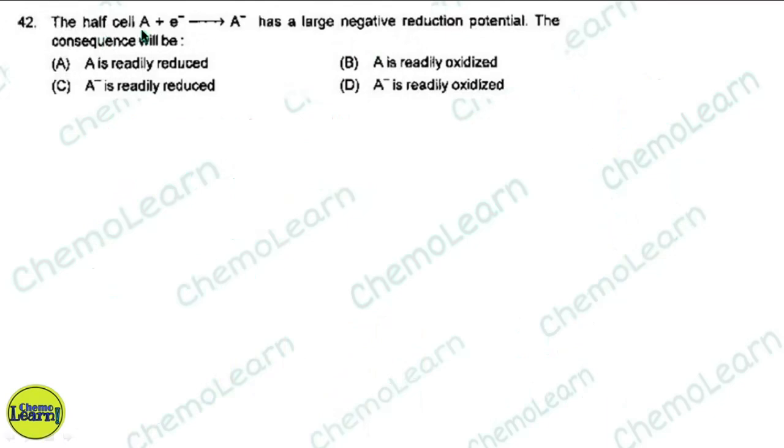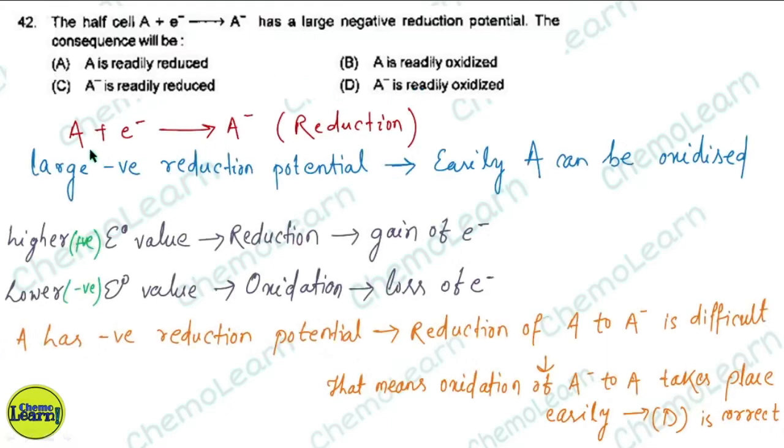The half reaction A plus electron giving rise to A minus has a large negative reduction potential. The consequence will be what? A is readily reduced, A is readily oxidized, A minus is readily reduced, or A minus is readily oxidized. See, here we have the reaction A plus electron.